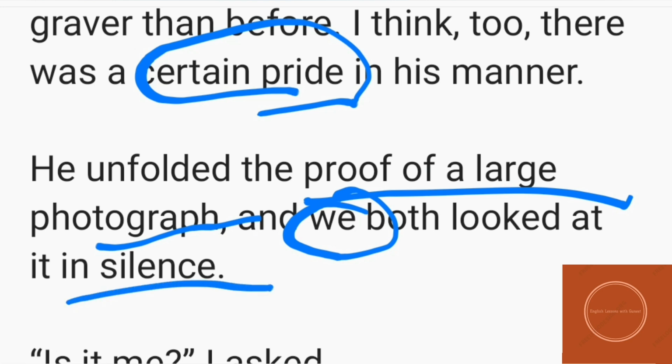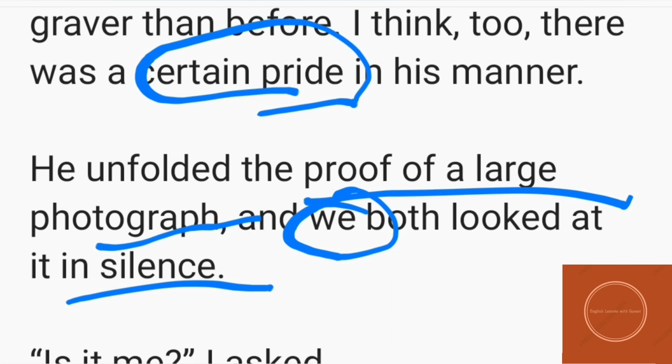Now, this silence can be different for both of them. If we talk from the perspective of the photographer, the silence would be there because he would have made such a beautiful, attractive, desirable photograph that he wanted. So he was just looking at it in silence, because he wanted to hear some praise for the great photograph that he had taken.